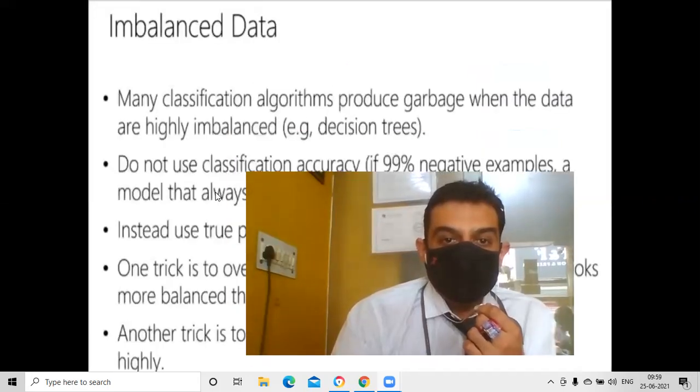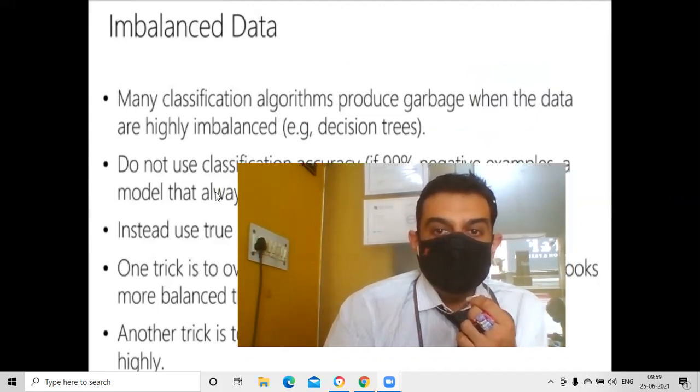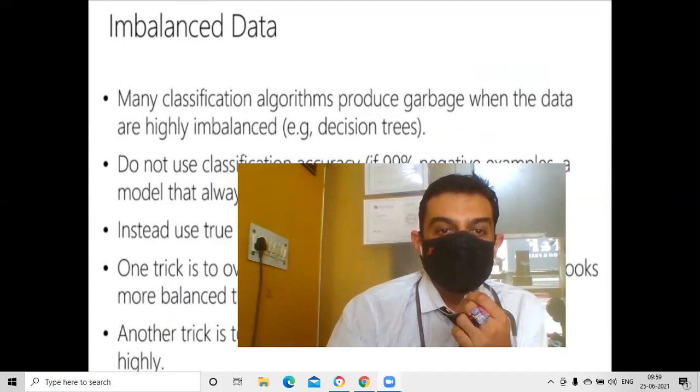Now we talk about imbalanced data sets. Imbalanced data sets are a huge problem in ML. For decision trees, it gives a very bad result, it produces garbage. If you have imbalanced data, say 90% of the data is about males and only 10% is about females, we have to balance the data.